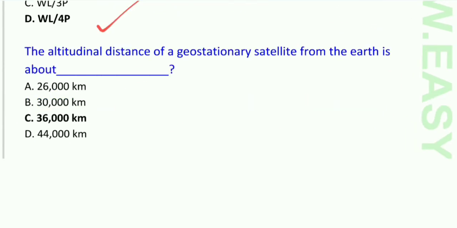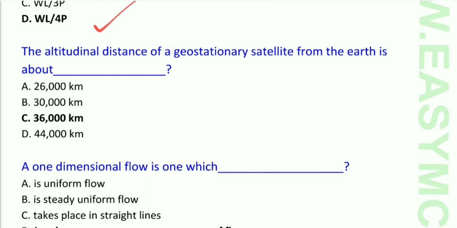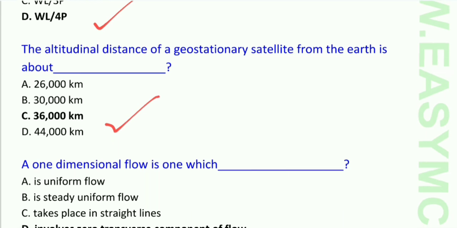Next question. The altitude distance of a geostationary satellite from the Earth is about. C answer is right. 36,000 kilometers.